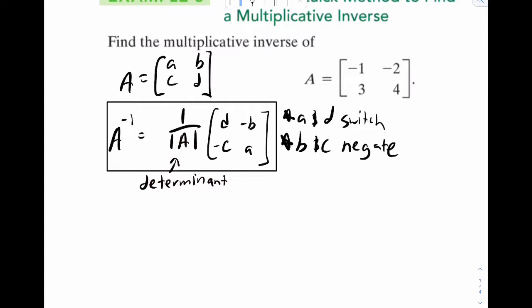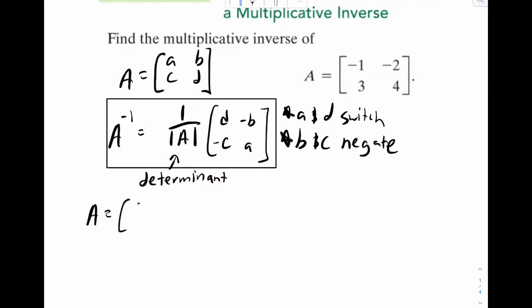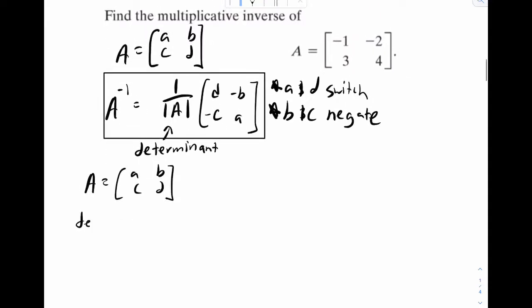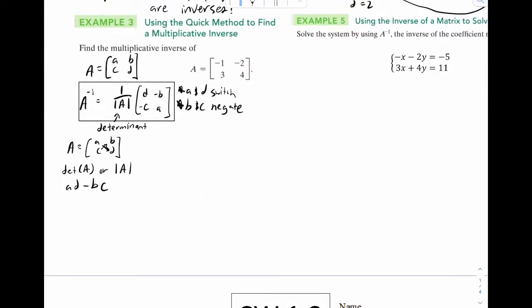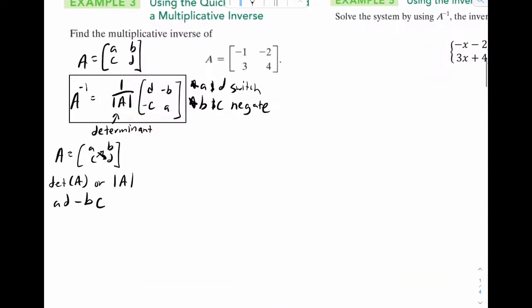Now the only thing to talk about is this determinant thing. So we do got to talk about that. If your matrix A is A, B, C, D, the determinant of A, or you'll see it as absolute value A, simply means AD minus BC. So you basically multiply this diagonal and that diagonal and subtract them. Essentially, that's it. We'll talk more about this determinant thing next class, but for now, we just need the operation. So let's try it.